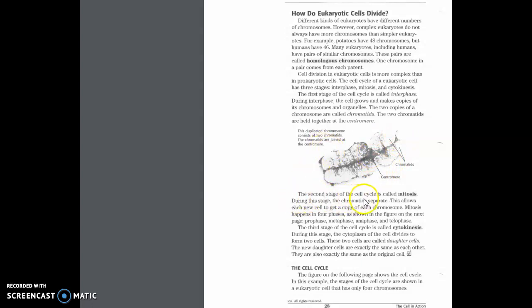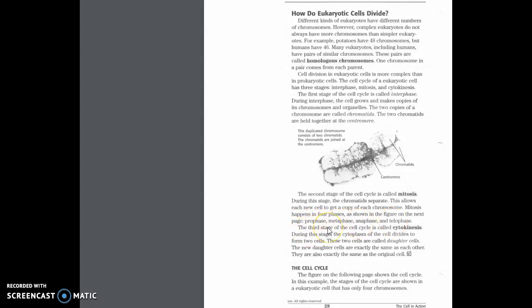The second stage of the cell cycle is called mitosis. During this stage, the chromatids separate. This allows each new cell to get a copy of each chromosome. Mitosis happens in 4 phases, as shown in the figure on the next page: the prophase, metaphase, anaphase, and telophase.